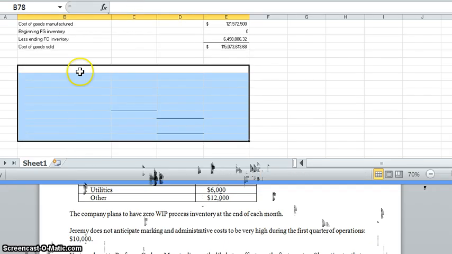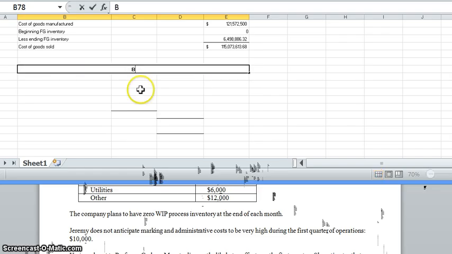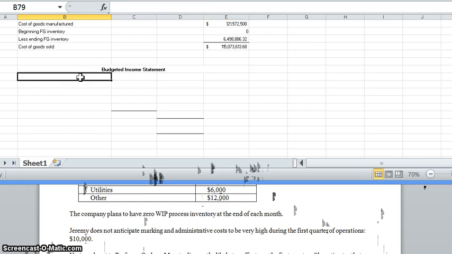All right, the last one that we want to take a look at is our budgeted income statement. You know, it's just a tease that I keep deleting them.